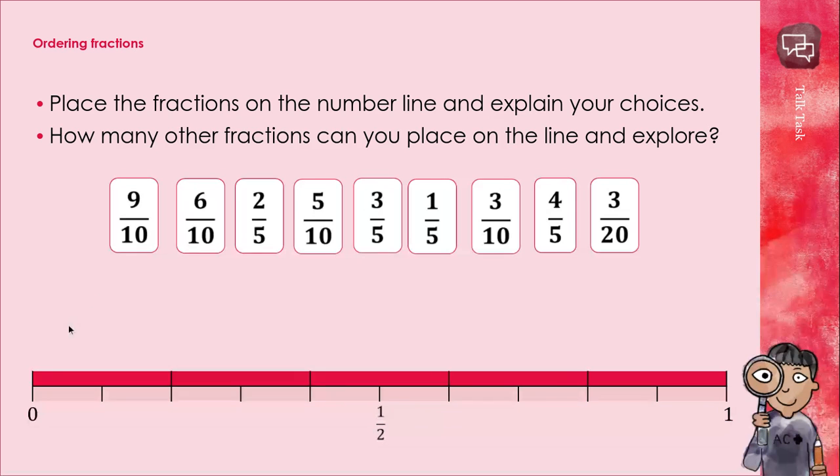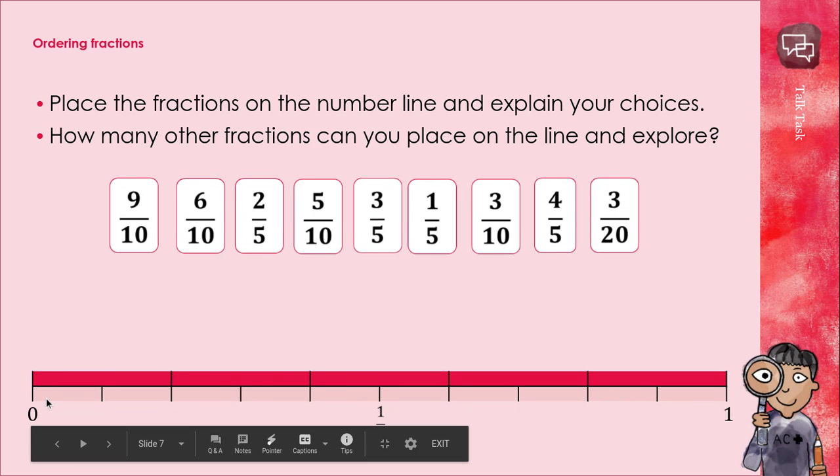A half there. So how many sections have I split it into at the bottom? Well, I've got how many at the top? 1, 2, 3, 4, 5. So I split it into fifths. And at the bottom, I've split it into 1, 2, 3, 4, 5, 6, 7, 8, 9, 10. So I've split it into tenths. So some of these we might be able to instantly start to put on our number line.